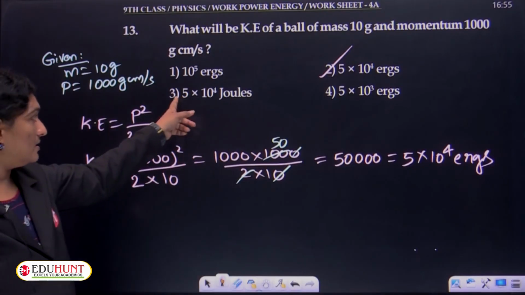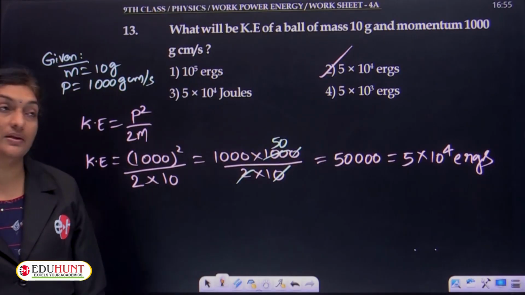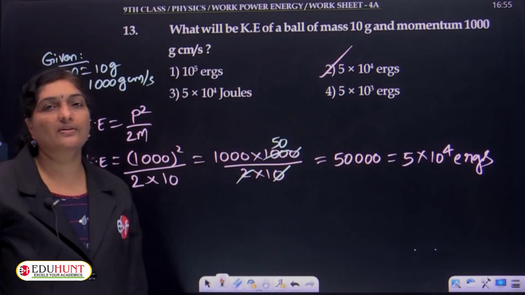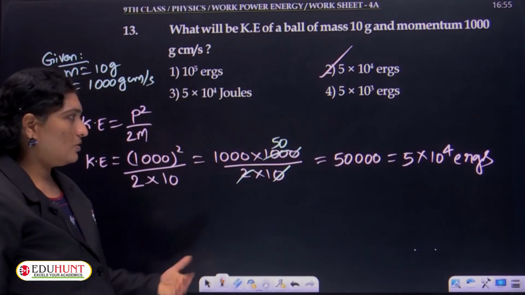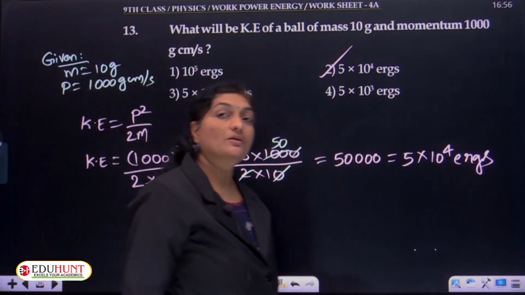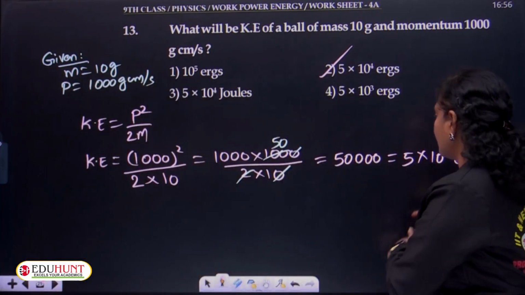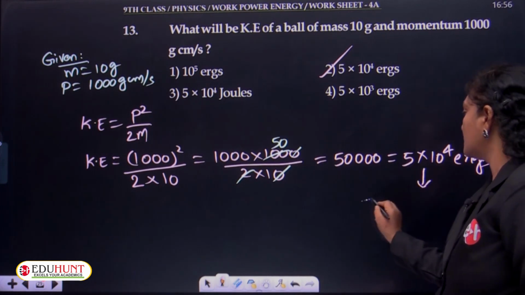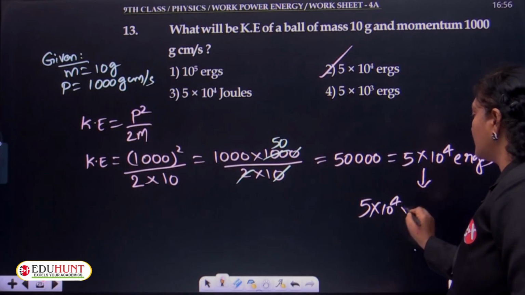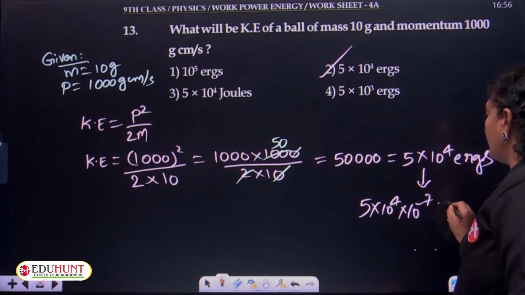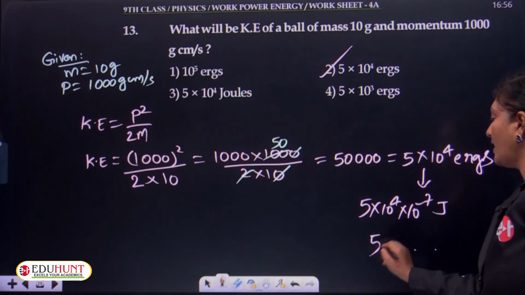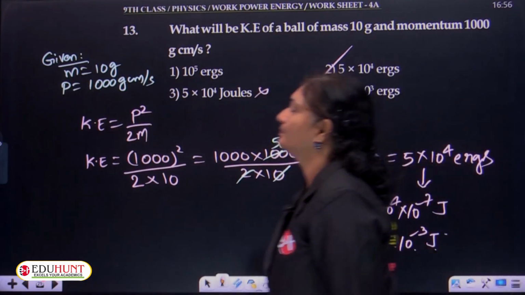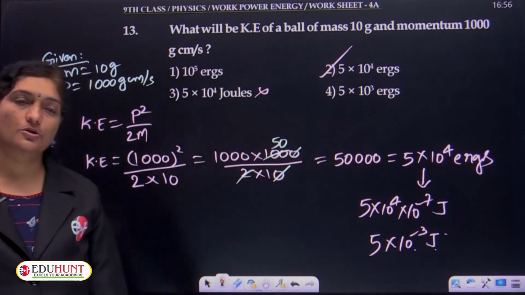But here, if you check your third option, it was given in joules, and let us see whether it is correct or not. If you are getting 5 into 10 power 4 ergs, it can't be 5 into 10 power 4 joules. Joules means how much? 1 joule equals 10 power 7 ergs, or 1 erg equals 10 power minus 7 joules. So if you want to convert it into joules, you have to multiply this by 10 power minus 7. Then you will get it in joules, or 5 into 10 power minus 3 joules must be true, but not this value. So only option 2 must be true.